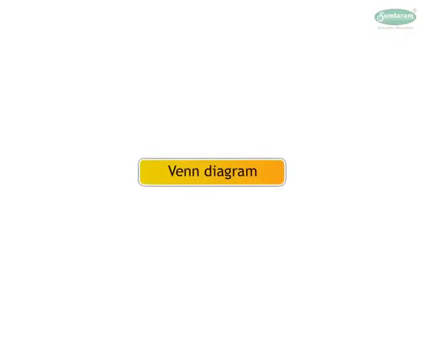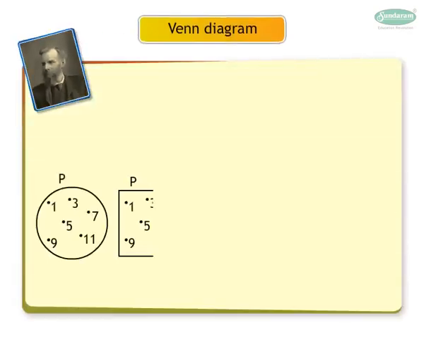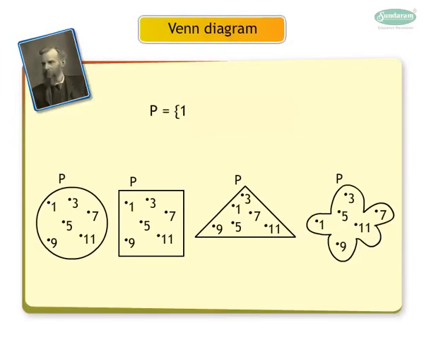Venn diagram. Well, students, let us now learn to draw diagrams and figures. Study of sets has been made very interesting with the help of diagrams. This idea was used and developed by a British logician, John Venn. Let us draw a Venn diagram to represent set P, which is equal to {1, 3, 5, 7, 9, 11}.